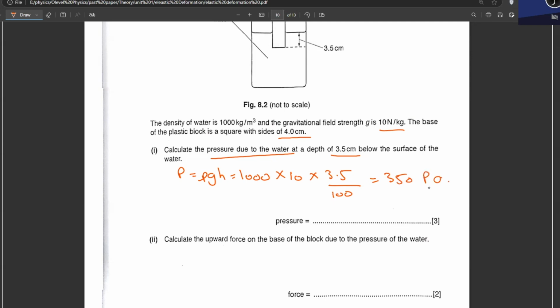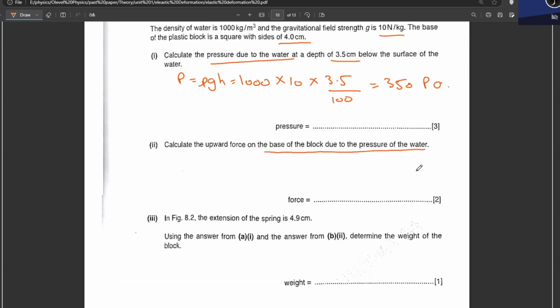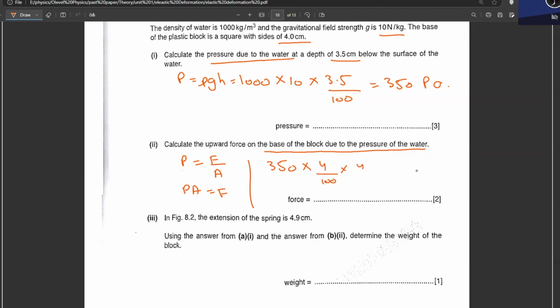Simple as that. Calculate the upward force on the base of the block due to the pressure of water. We know pressure is equal to force over area. If we multiply pressure and area, we will get a force. The pressure is 350. What is the area of the square? 4 centimeter. 4 divided by 100 into 4 divided by 100. This will give you your force. Let's calculate that. 0.04 into 0.04 into 350. This comes out to be 0.56. Your force comes out to be 0.56 Newton.